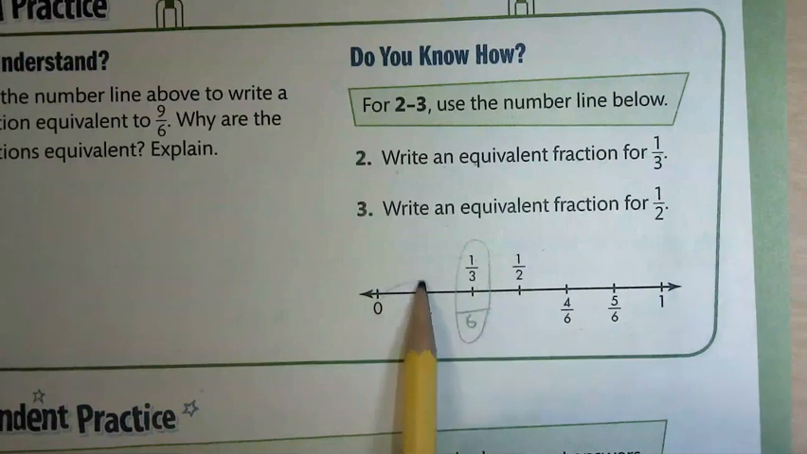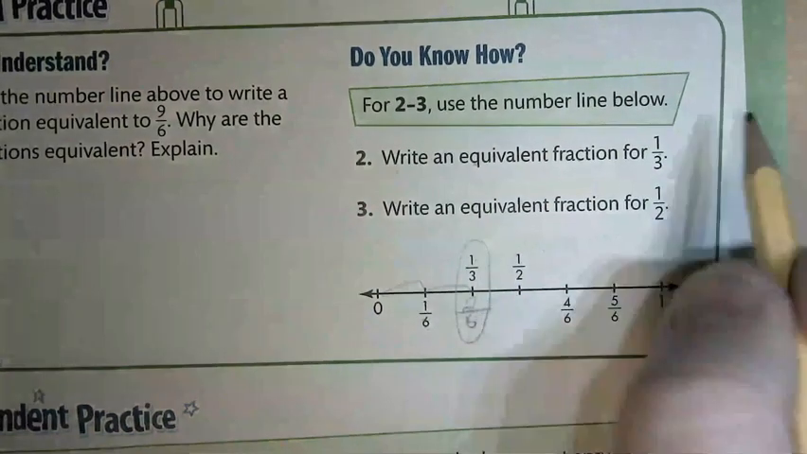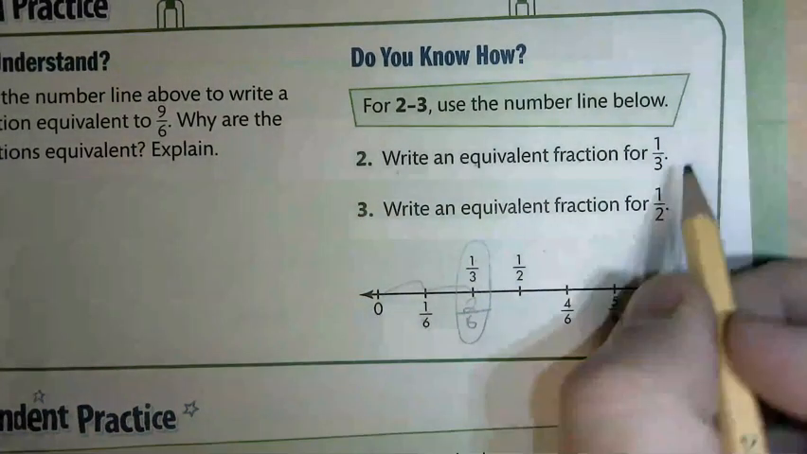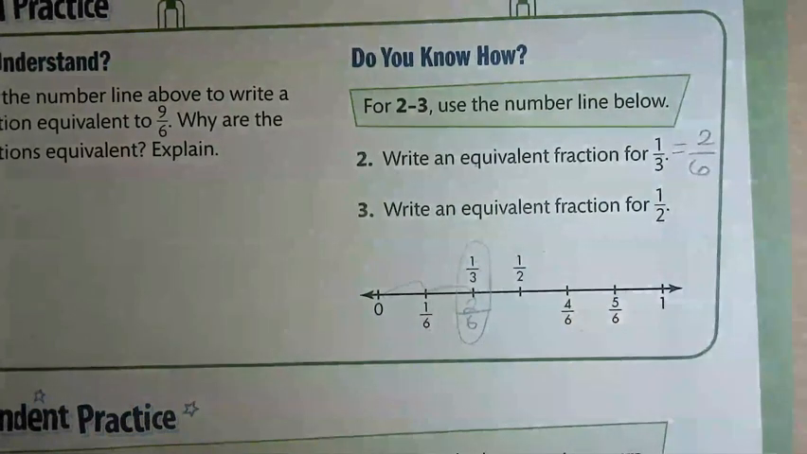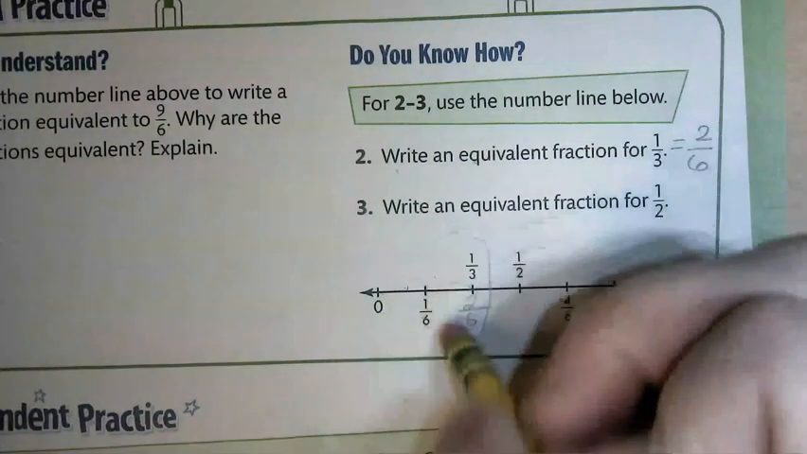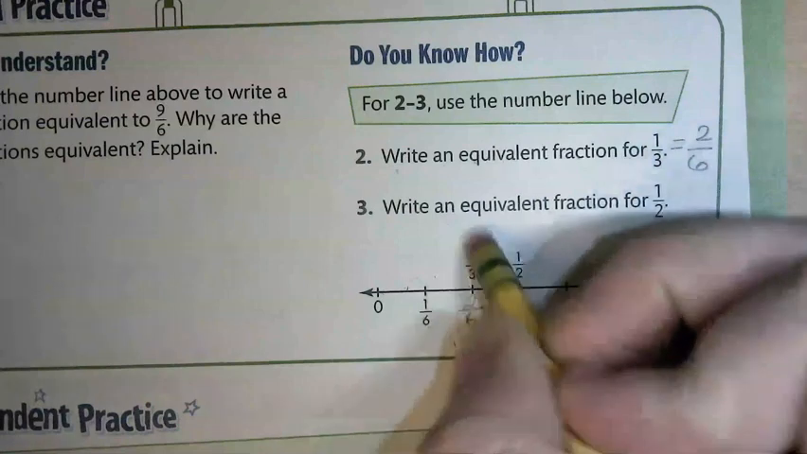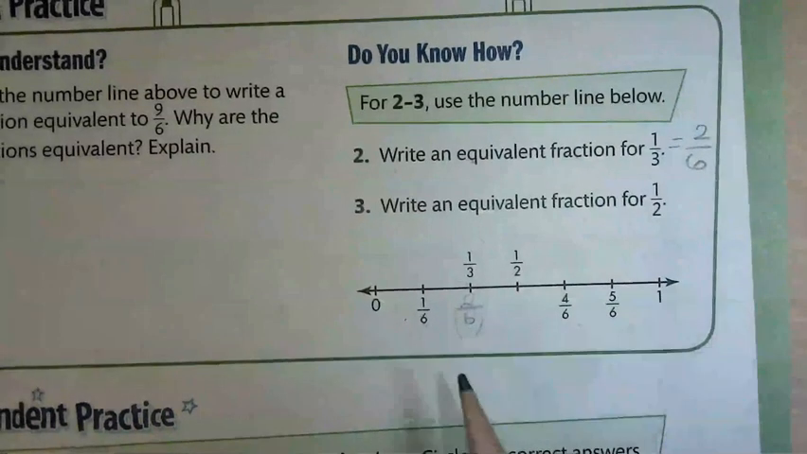How many jumps was it? 1, 2. So this is 2/6. So what's an equivalent fraction for 1/3? It is 2 sixths. Okay. Now, the reason that I used my pencil for this is because I'm going to go back and erase. And that's what I'm going to ask you to do too. I'm going to leave my 2/6 on here just because, hey, why not? But I'm going to erase the rest because I need to use this number line again.